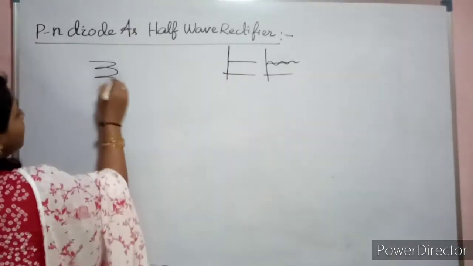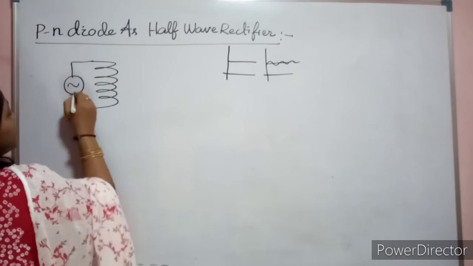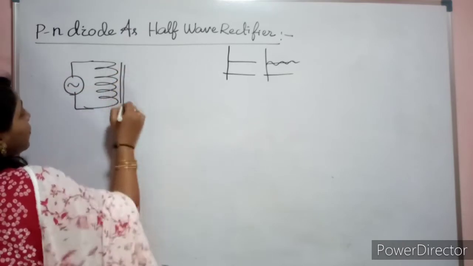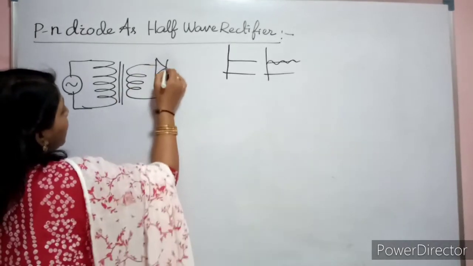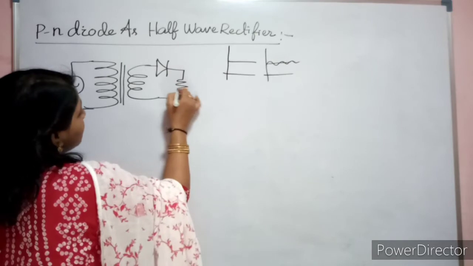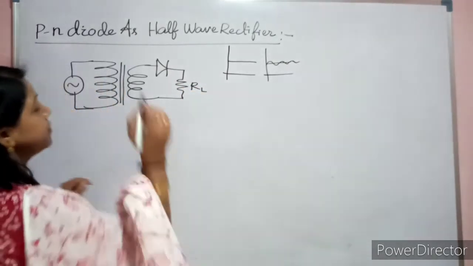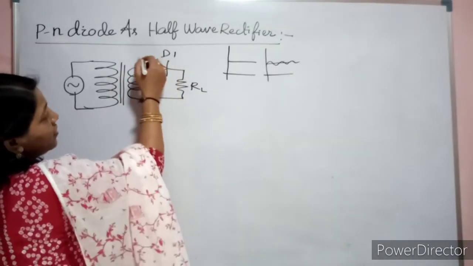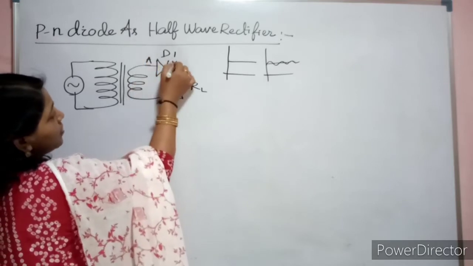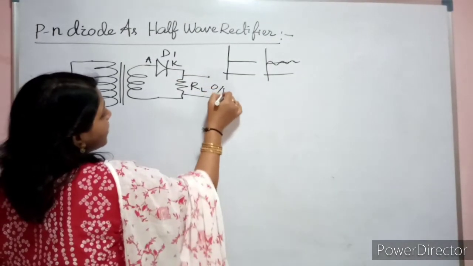You have to take the center tapped step down transformer and connect one diode across it. This is your load resistor, across which you are going to take the output. So this is your step down transformer, this is your load resistor, this is the diode, this is its anode and this is its cathode. This is your AC input. You are going to take the output across the load.